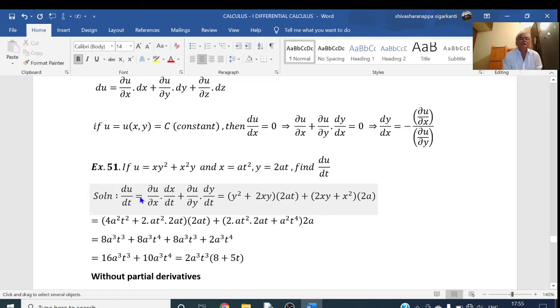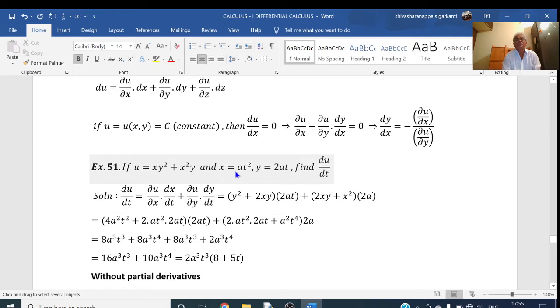du by dt equal to dou u by dou x into dx by dt plus dou u by dou y into dy by dt. What is dou u by dou x here? So this is our u. If I differentiate this partially with respect to x, y square is a constant quantity, x derivative is 1, that is y square, plus y is a constant quantity, derivative of x square is 2x, that is 2xy. So that is y square plus 2xy.